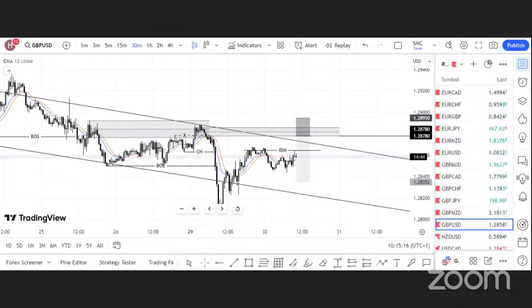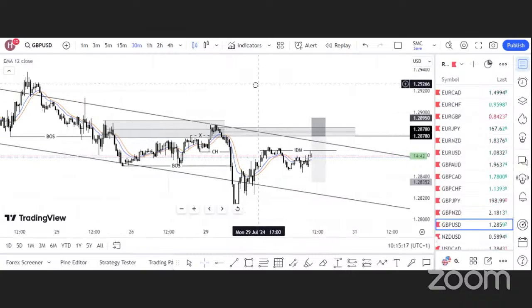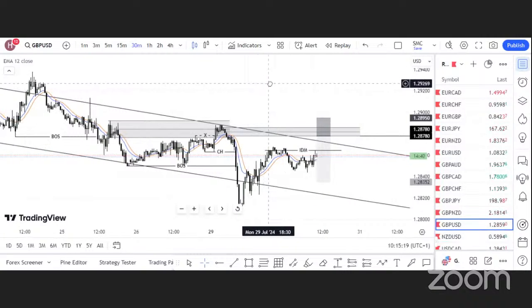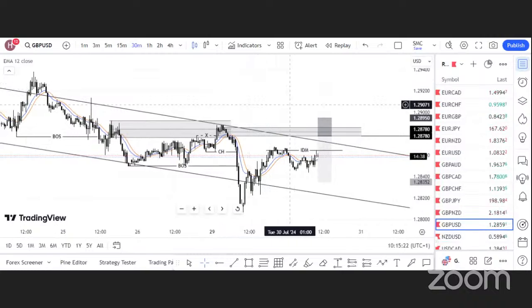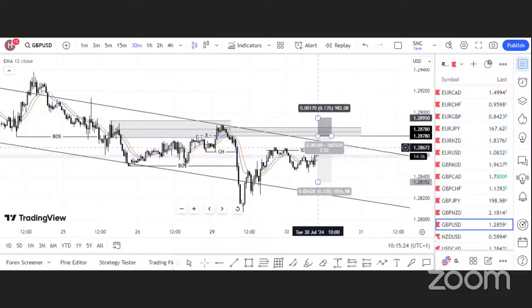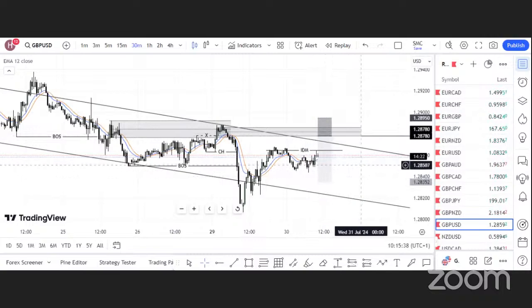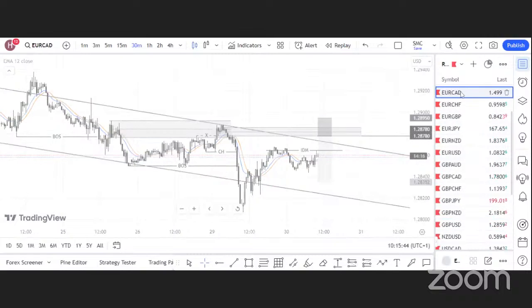All right. So as I've said earlier, we have our sell limit, and we're just waiting for the market to get to this zone and trigger our sell entry. We have our take profit and our stop loss on also. So let's move on to another pair.